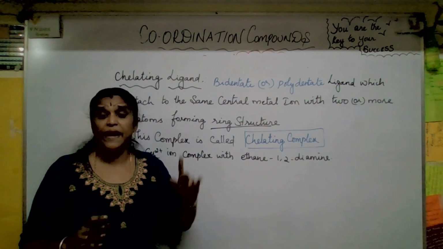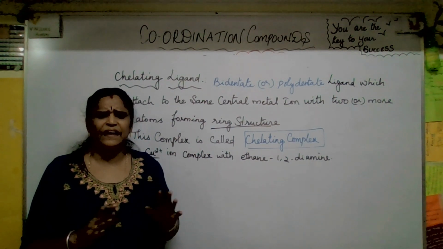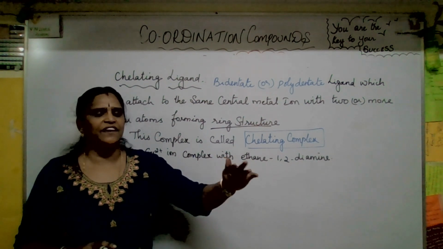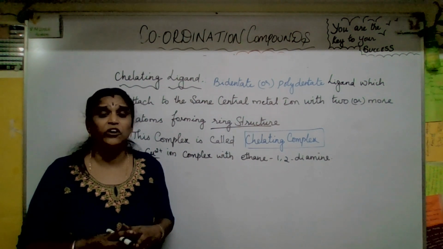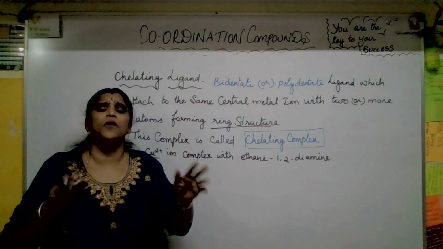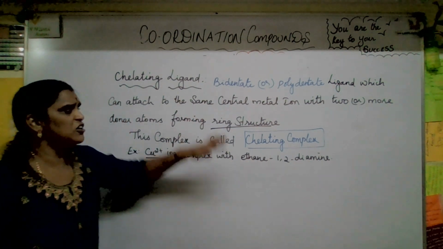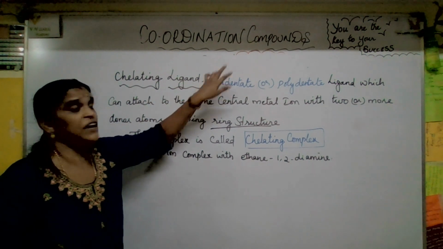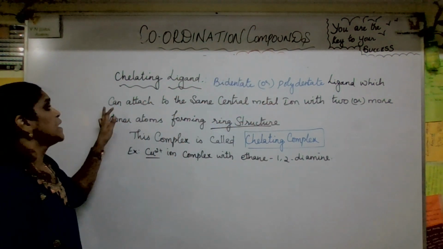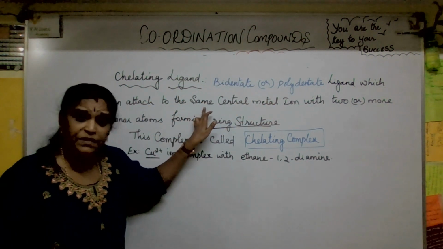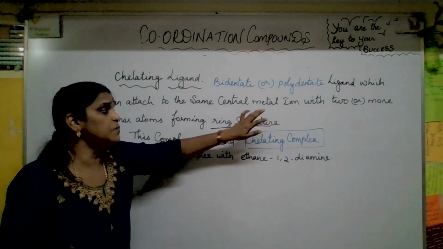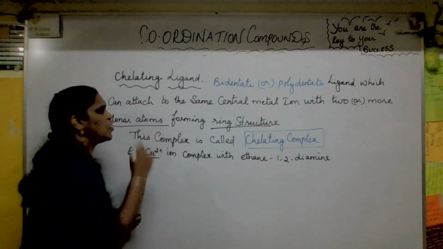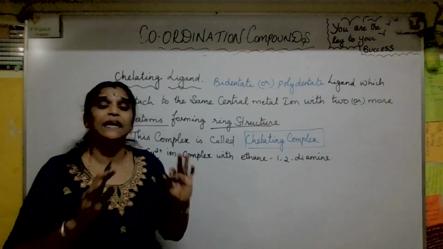Now the next one, chelating ligand. Chelating ligand is a ring formation structure. Monodentate, didentate, polydentate, like that we have gone through. No, this is a ring formation of the structure. Here also, more than one donor atom will be there. A bidentate or polydentate ligand can attach with the same central metal ion or atom through two or more donor atoms, forming a ring structure.